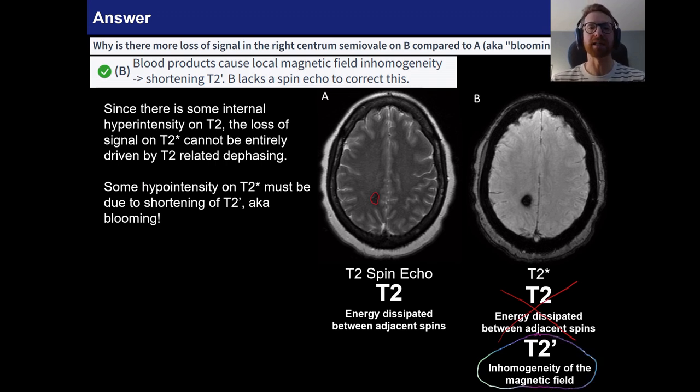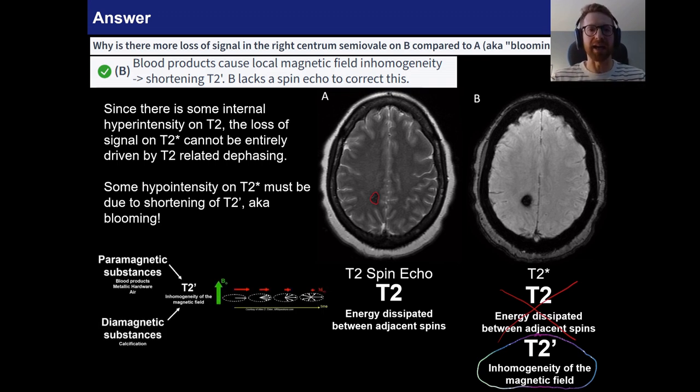Blooming is hypointensity on T2 star that's specifically due to disruption of the homogeneity of the local magnetic field. And again, that can be due to paramagnetic substances, like in this case, blood products associated with a cavernoma. But it can also be due to diamagnetic substances like calcifications if they're big enough.